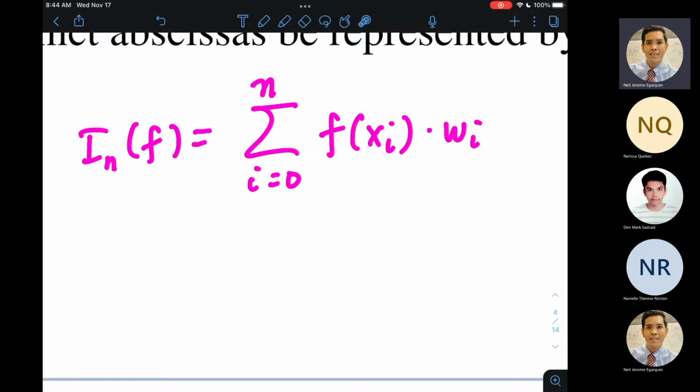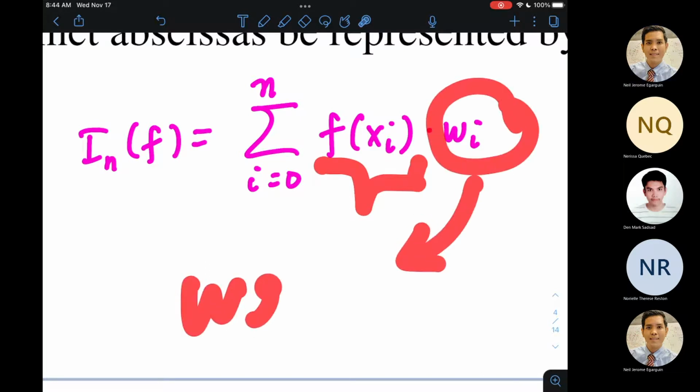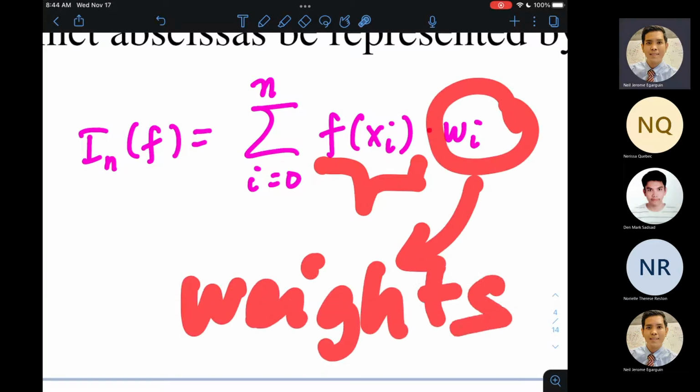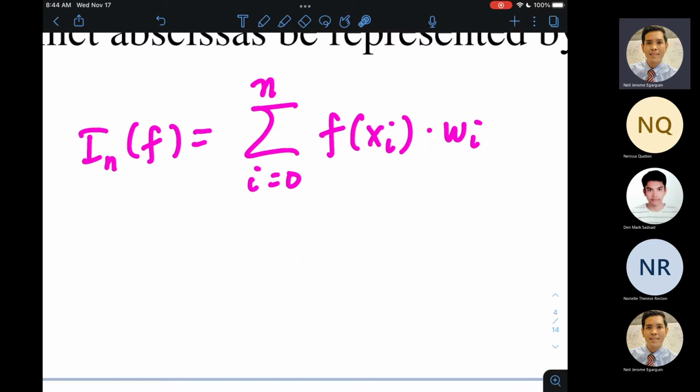Pero sa chapter 1 nga pa lang, ginamit natin ay nagsimula tayo sa 1. But anyway, here, I still have N plus 1 points because the index began from 0 and ended at N. It would be the function values times some weights, which are constant. And it might vary as I varies. So, ang mga quadrature rules, ang itsura nila ay linear combination siya ng mga function value.